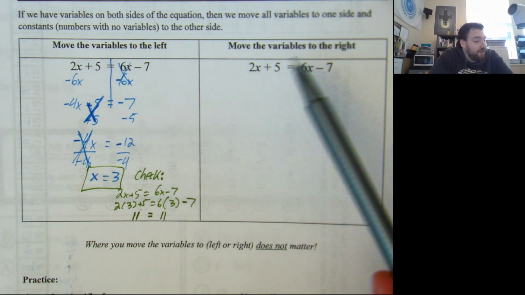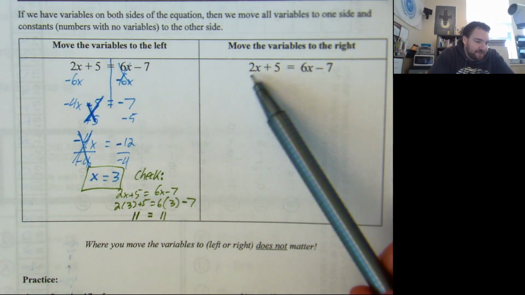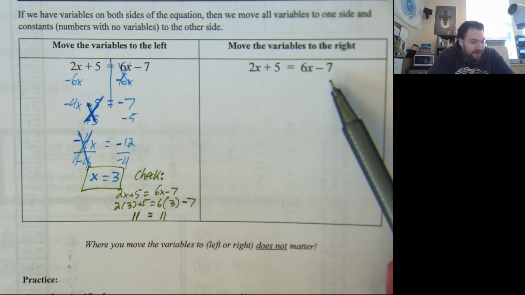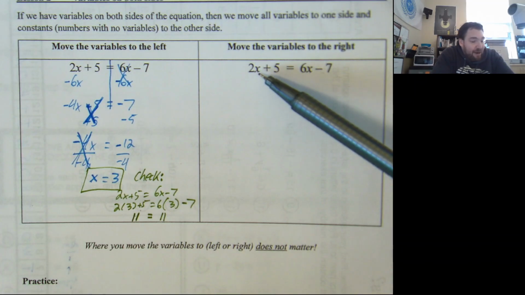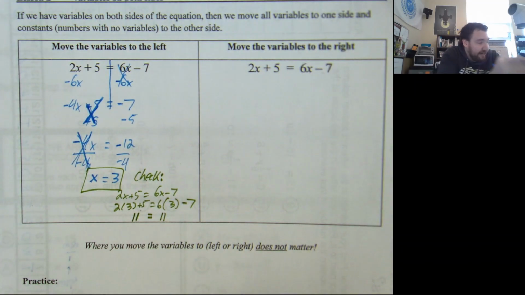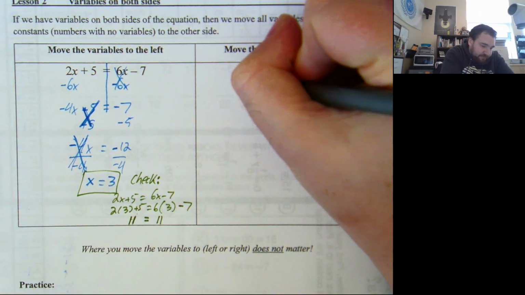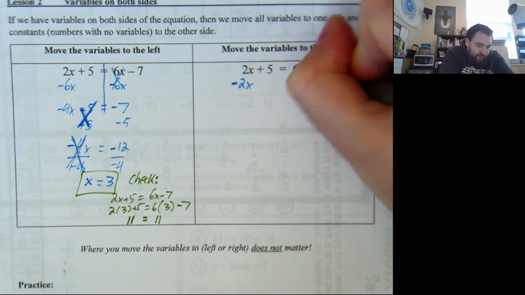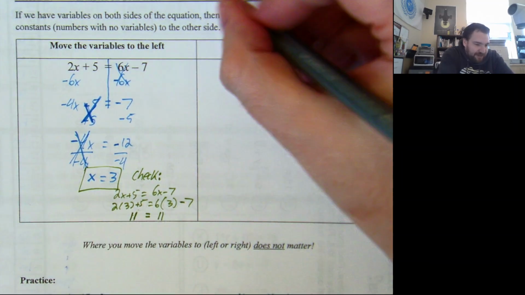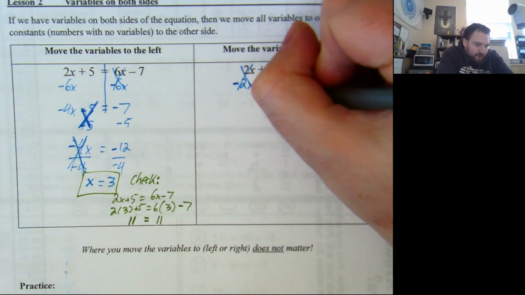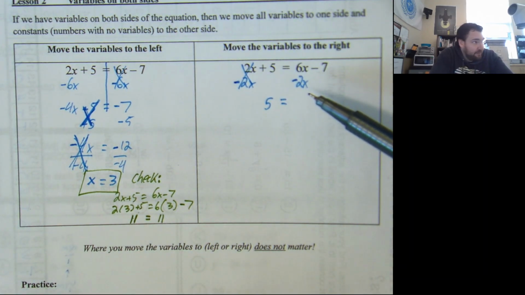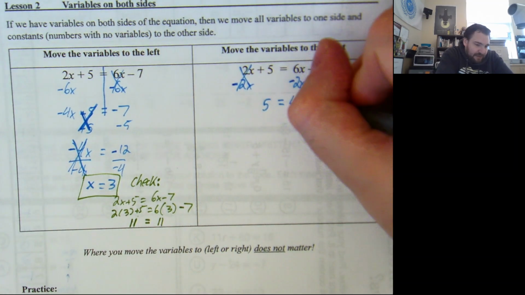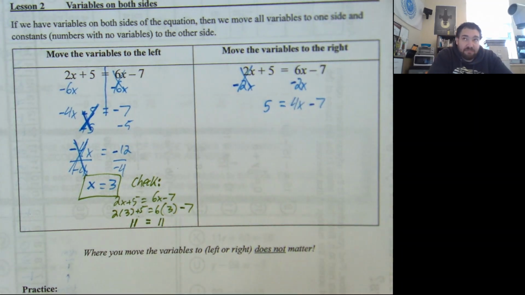So, let's move all the variables to the right. I've got 2x plus 5 on the left-hand side. I've got 6x minus 7 on the right-hand side. I'm going to take all my x's and move them to the far right-hand side. Because this 2x here is positive, how am I going to move it over? I'm going to take away 2x. On the left-hand side, 2x minus 2x is 0, leaving us with just 5 equals. Now 6x minus 2x is 4x.